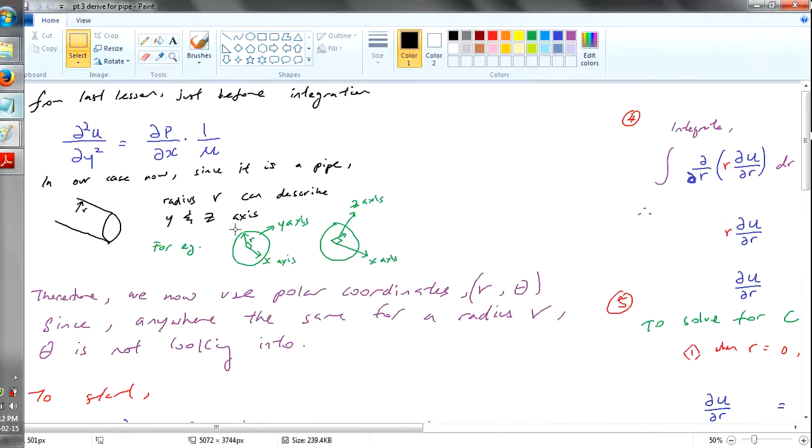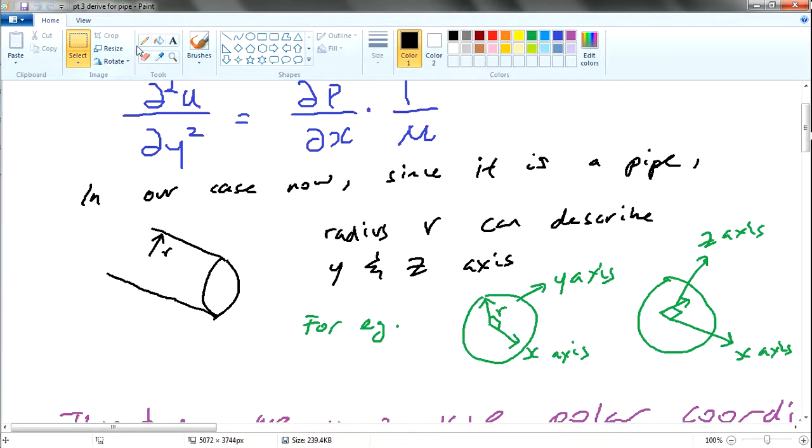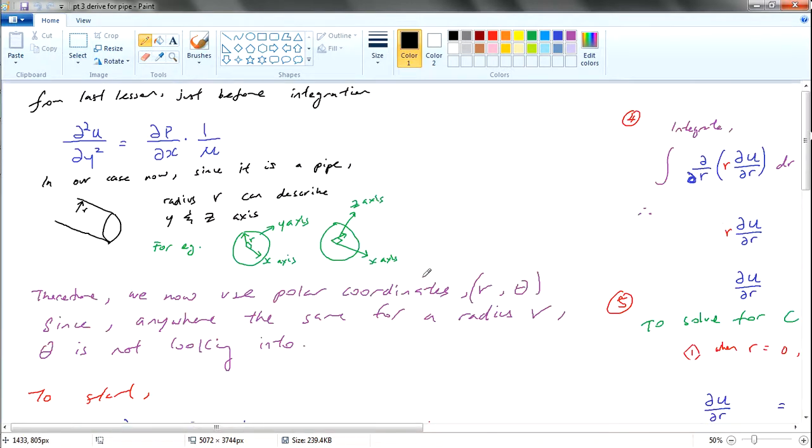So how do we change, and why do we change? It's because now we are talking about the pipe. The pipe has a radius, so the radius can be across all these dimensions, throughout. So imagine we have x, y, and z. Then we have a pipe.